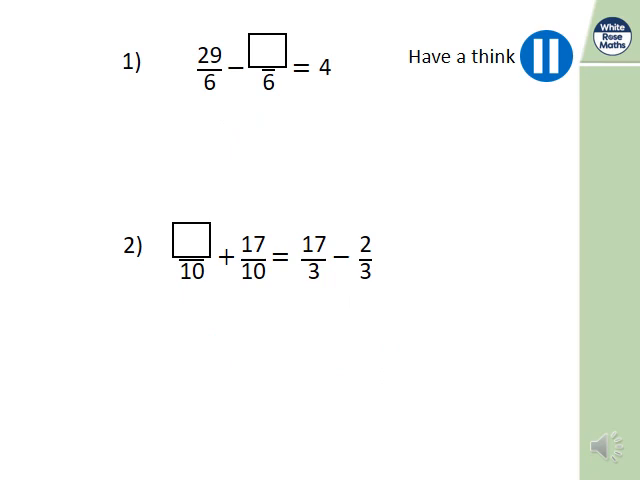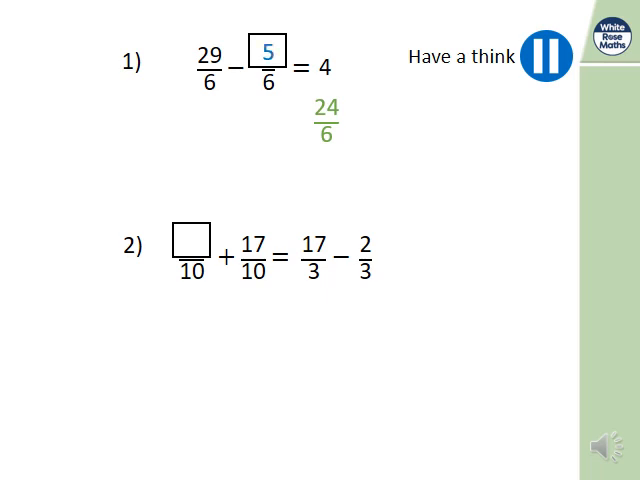Looking at those 2 skills, pause the video and have a go at these 2 questions. What are the missing numerators? Let's have a look. The first one, we had 4 wholes, which is the same as 24 sixths. So 29 sixths, take away something equals 24 sixths. The answer would be 5 sixths.